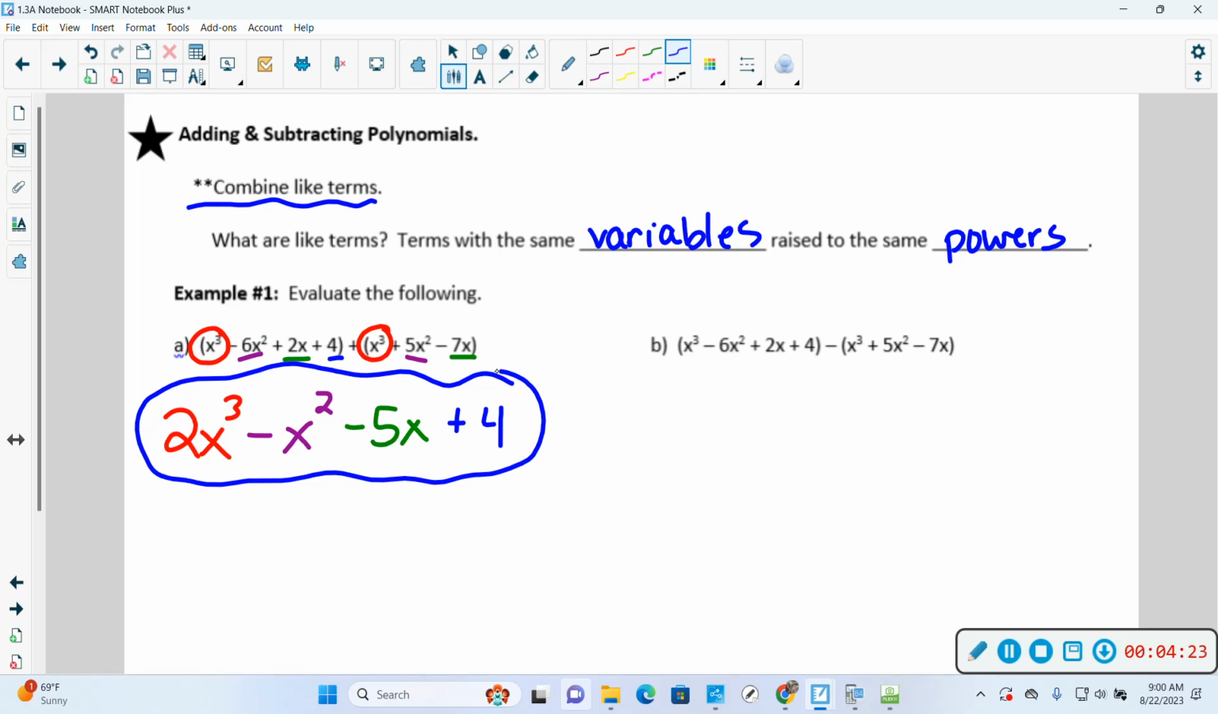All right, let's live on the edge and subtract. Really, it's more of the same. X cubed minus x cubed, I like that, 0, I'm not going to write anything. Let's do negative 6x squared. Careful on your signs here.